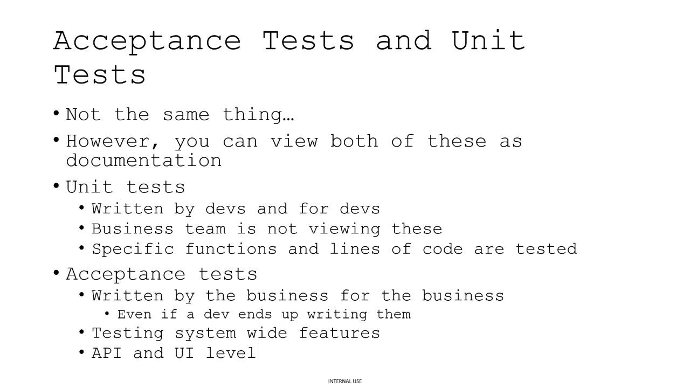They are different from acceptance tests, which are written by the business for the business. The business team will be looking at these. Even if the dev ends up writing them, the business pays attention to these because they test system-wide features. They test everything working together, not just specific lines of code. And this can be both at the API and the UI level.